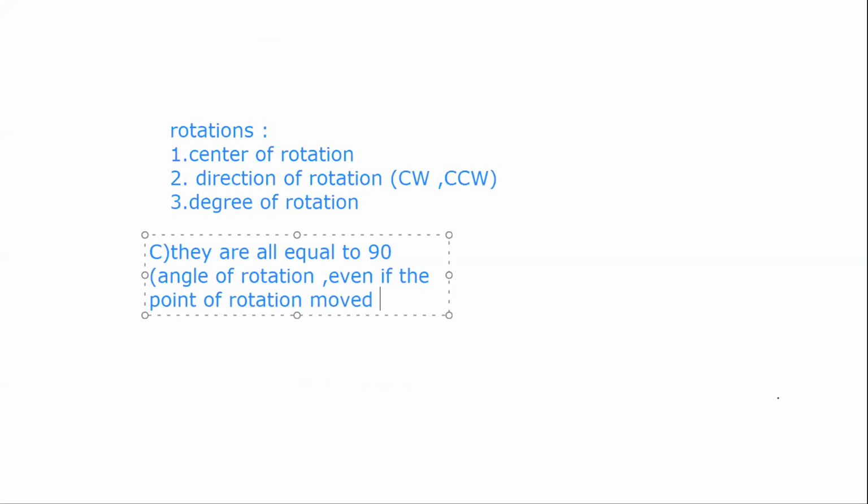The other part of the question is, what if the size of the object changes? The size of the object changes, the size of the image will change, but the angles will remain what? The angles will remain the same, even if the point of rotation moved or the size changed. Okay? Okay. Let's go back to our books.